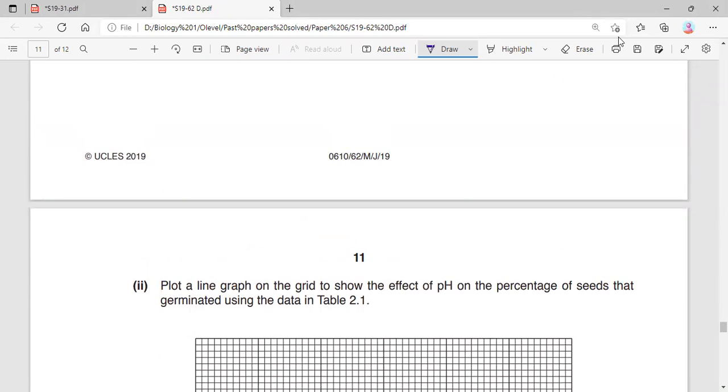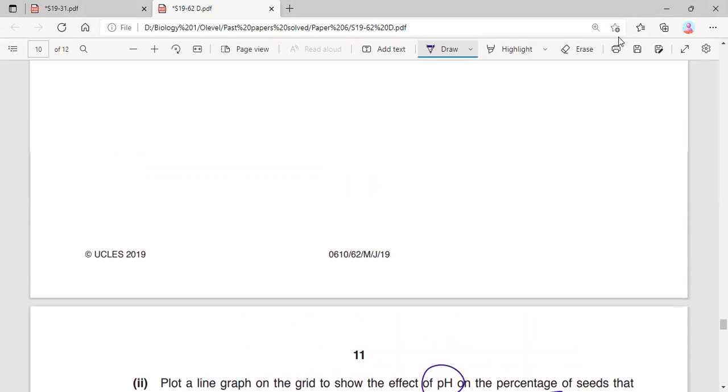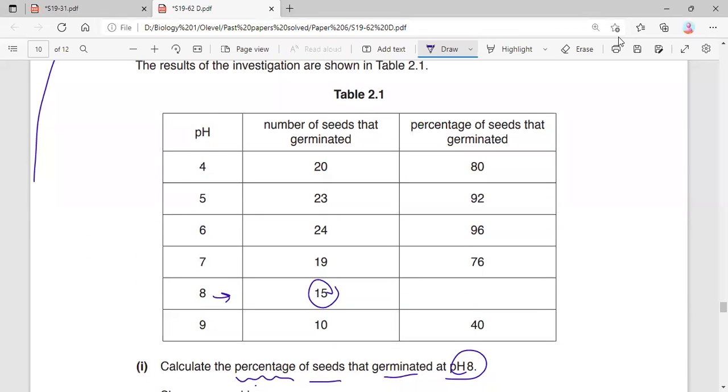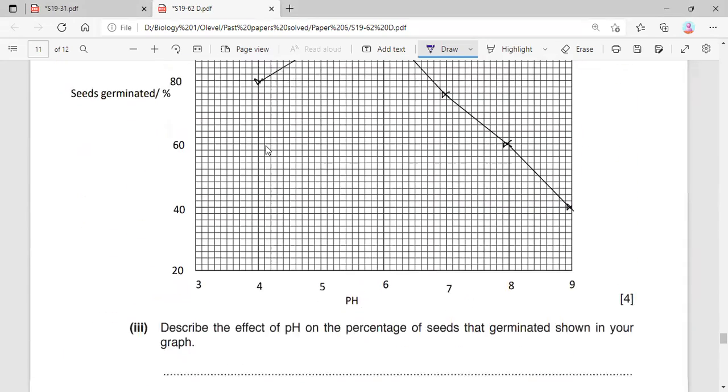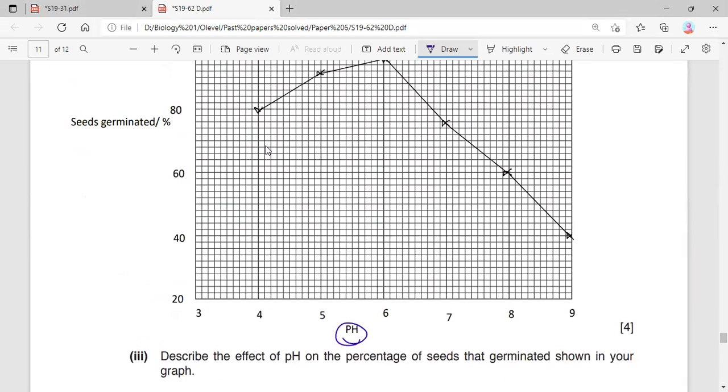Plot a line graph to show the effect of pH on the percentage of seeds that germinated. So step number 1: the pH is the factor you changed, so you put it on the x-axis. The percentage of seeds, which is the factor you measured, you put on the y-axis. Step number 1 is putting the labels on both axes. You have to put the name: here we put pH, and here we put seeds germinated percentage.